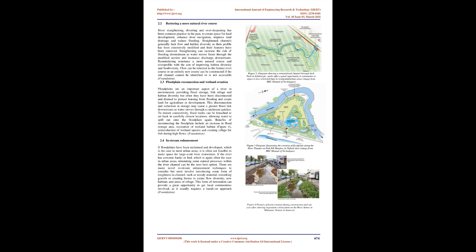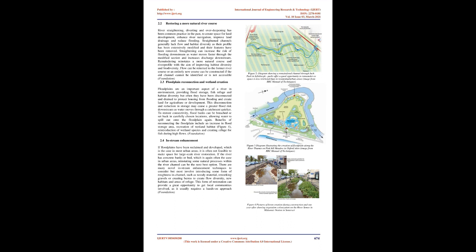Restoring a more natural river course. River straightening, diverting, and over-deepening has been common practice in the past, to create space for land development, enhance river navigation, improve land drainage and reduce flooding.